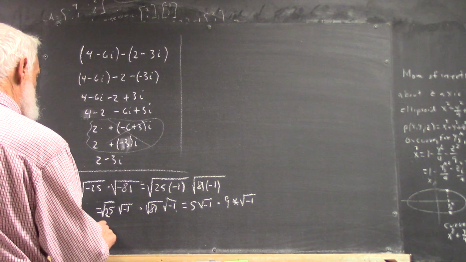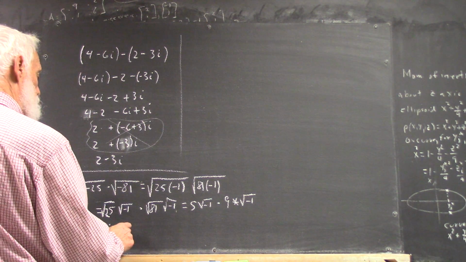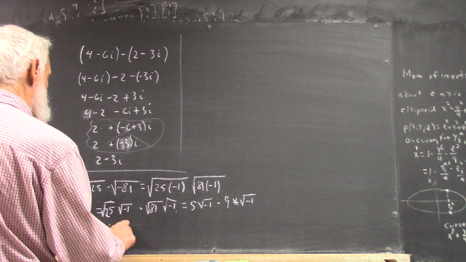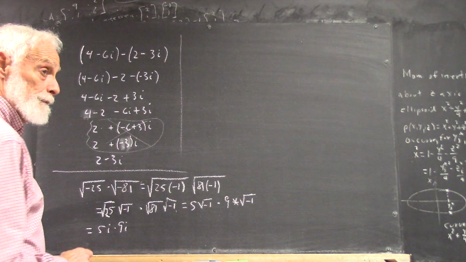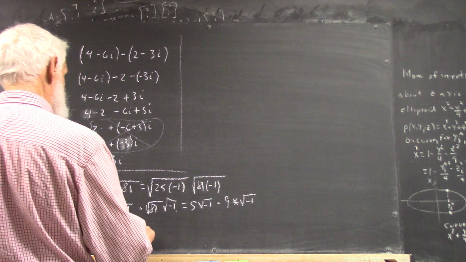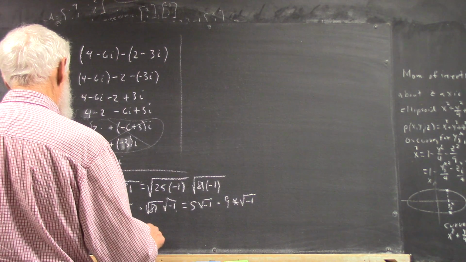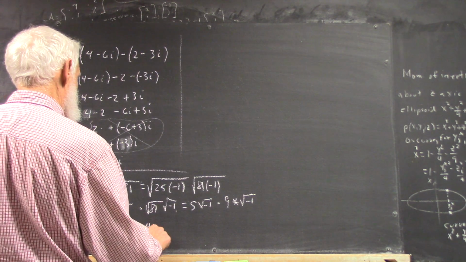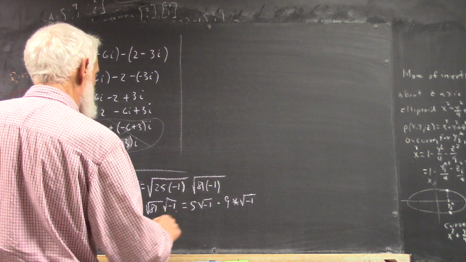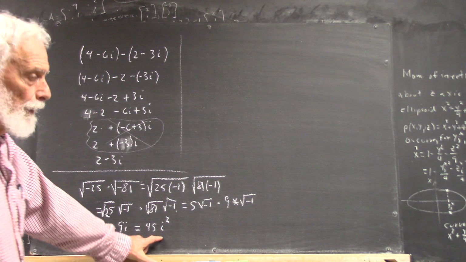And that's then 5i times 9i, and I'm kind of skipping something here, but I'll write that as 45i squared.